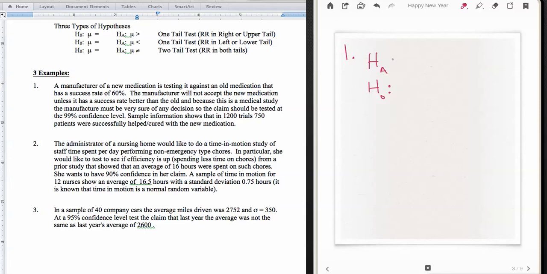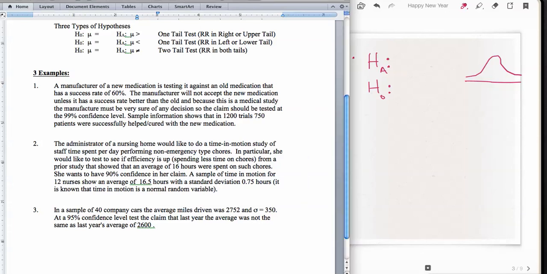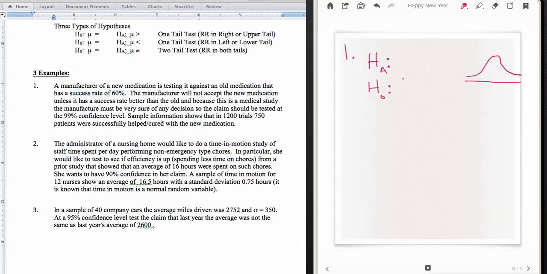And what we're also going to be careful of is whether we're dealing with proportions or whether we're dealing with means, so that we get the correct population parameter in here when we write these out. So this one says a manufacturer of new medication is testing it against an old medication that has a success rate of 60%. Well, first off, a success rate of 60%. That's telling me that this is proportions. So I have a parameter of a p, and that p is in both the null and the alternative. Now my null hypothesis, remember, has equality in it.